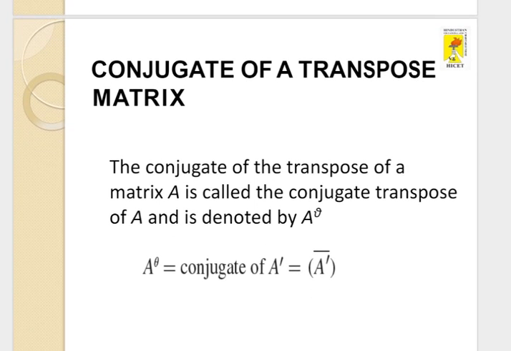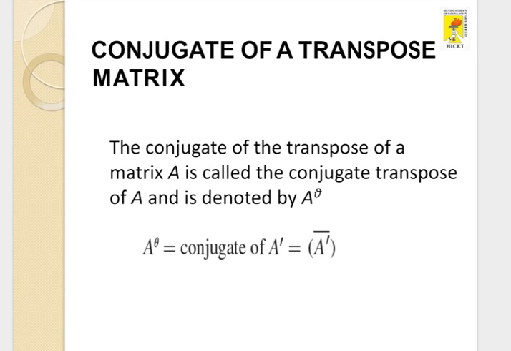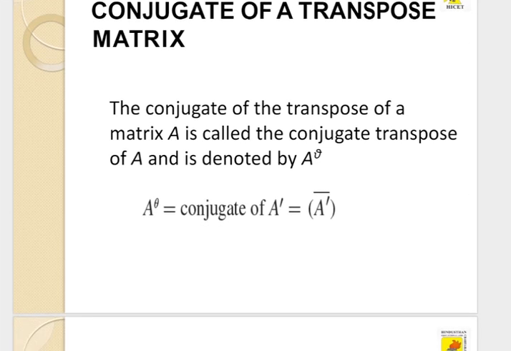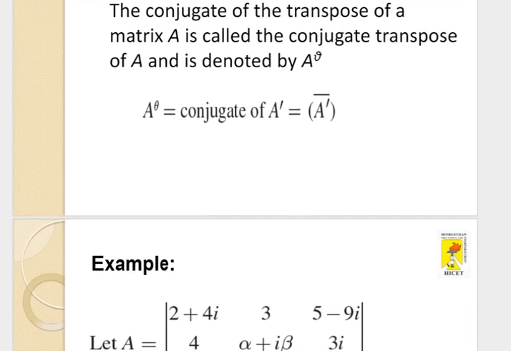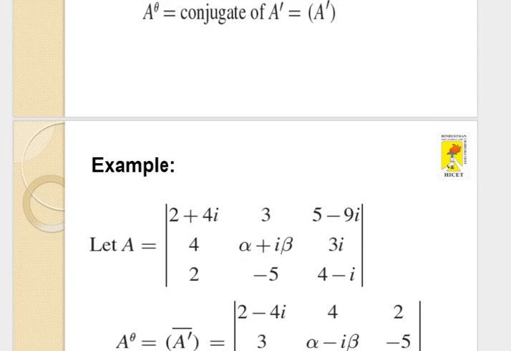Next, in continuation of conjugate of a matrix, next is conjugate of a transpose matrix. The conjugate of the transpose of a matrix A is called conjugate transpose of A, and it is denoted by A^θ. A^θ equal to conjugate of A dash, that is A dash bar. The conjugate transpose is this A dash bar.